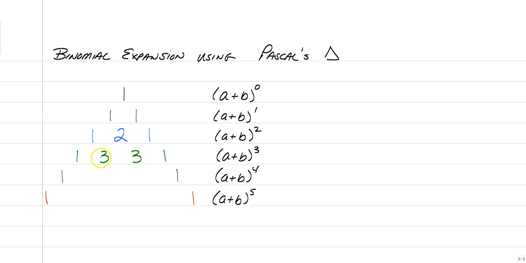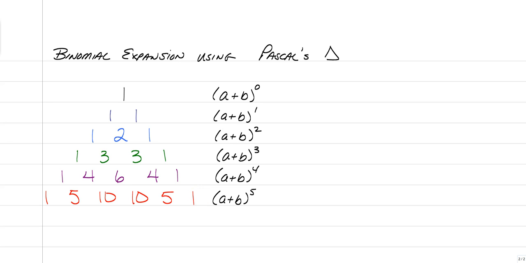Next row. 1 plus 3 would be 4. In between the 3 and the 3, 3 plus 3 would be 6. 3 plus 1 is 4. And then you finish with your 1. And this goes on forever and ever and ever. However, we're just going to stop at this last one. So 1 plus 4 would be 5. 4 plus 6 is 10. 6 plus 4 is 10. 4 plus 1 is 5. And then, of course, you finish with the 1.